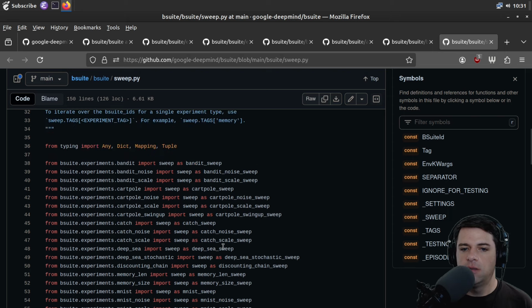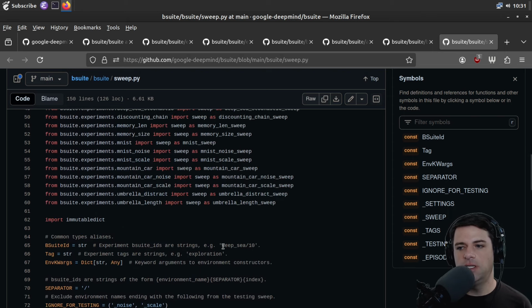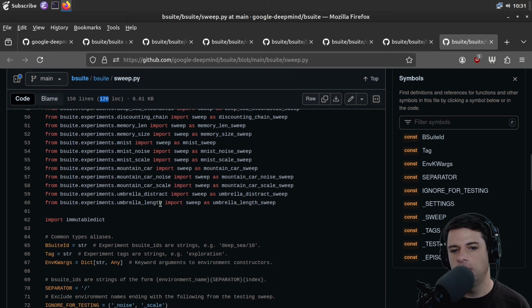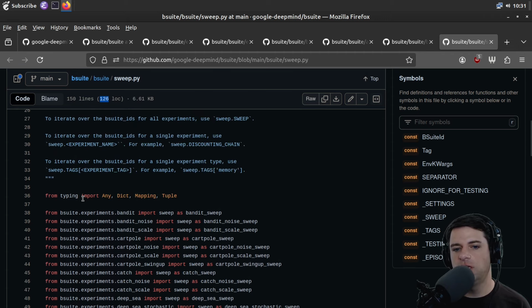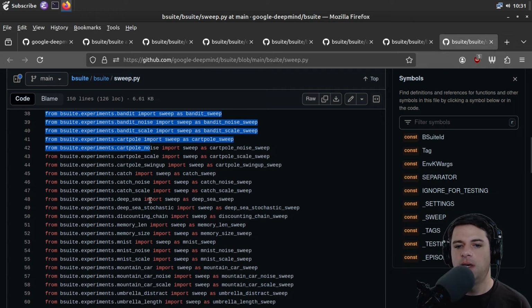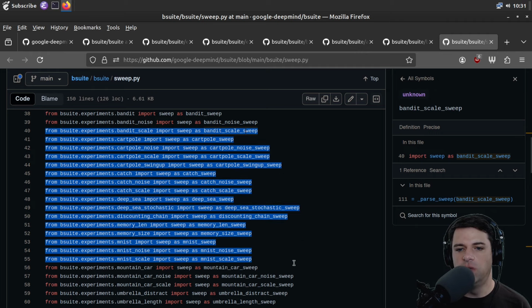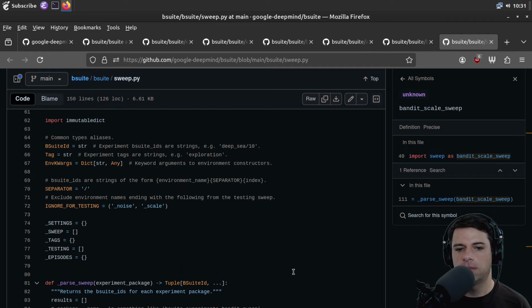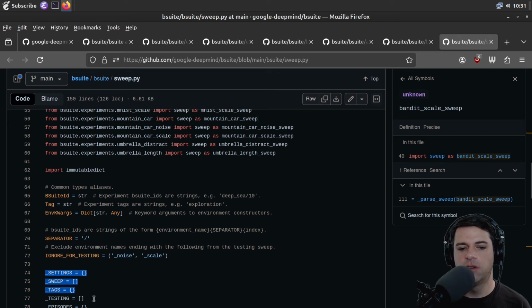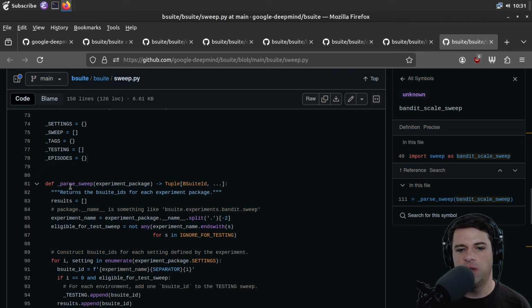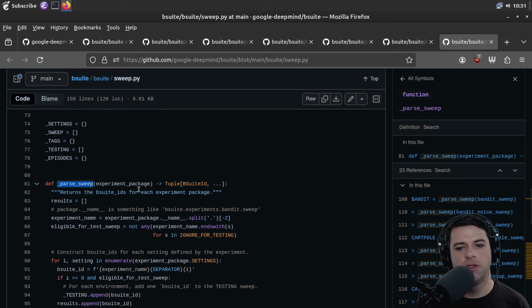Okay, so I guess we'll start here. This should be a pretty easy entry point. 150 lines of code, of which I guess 126 are lines of code, is what GitHub is telling me. We're mostly importing experiment stuff. This is, I guess, like the top level sweep file, and we're importing the sweep files of all of the individual things. We have some dicts for settings, sweep, tags, etc., episodes. Parse sweep. This should be for parsing, I assume, the different sweep files.